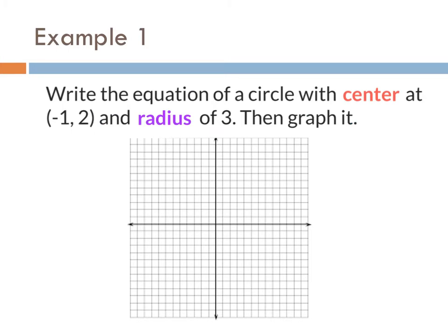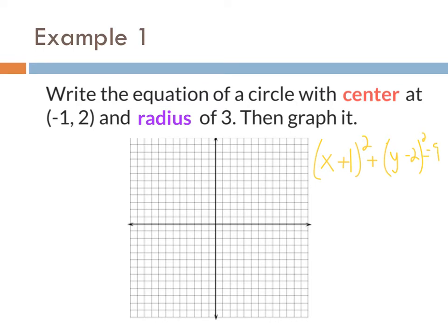So let's take a look at this one. It says write the equation of a circle centered at -1, 2. So if I follow my formula, it's going to be x minus a -1, so it'll be x plus 1 squared in parentheses, plus y minus the y coordinate, so y minus 2 squared, and it's going to equal 3 squared, which is 9.